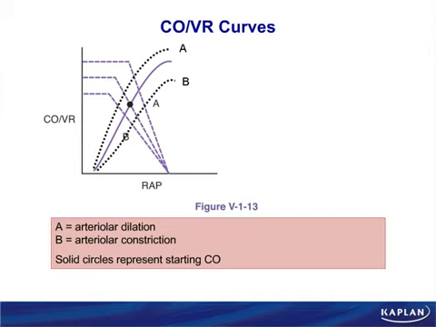Now I want you to notice something else about these curves. Notice that they all start at the same x-intercept. All right, let's review again. X-intercept. That is the right atrial pressure in which there's no venous return. So in other words, the x-intercept is PSF. Now, we haven't changed PSF. That's what these graphs are saying.